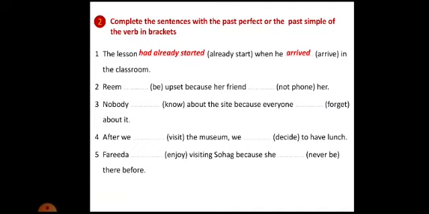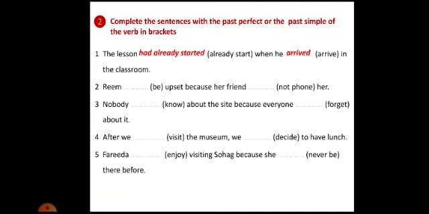Okay, now we'll check the answers together. The first one is already done, but I will also read it. Now, complete the sentences with the past perfect or the past simple of the verb in brackets. So we are going to use the past perfect and the past simple, but we should consider the order of these verbs and where to put each one, of course. Now, number one, the lesson had already started when he arrived in the classroom. So it means that the lesson started, then he arrived to the classroom.